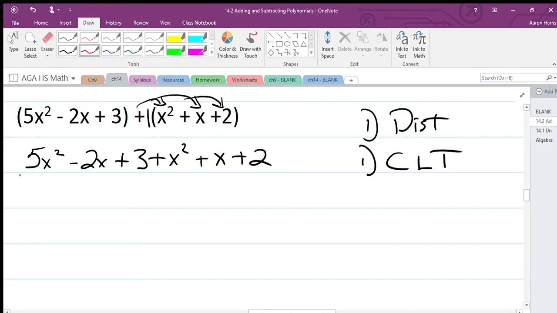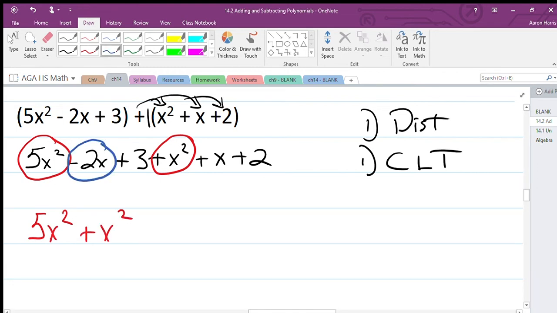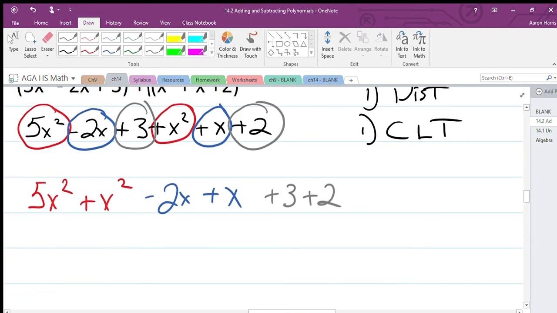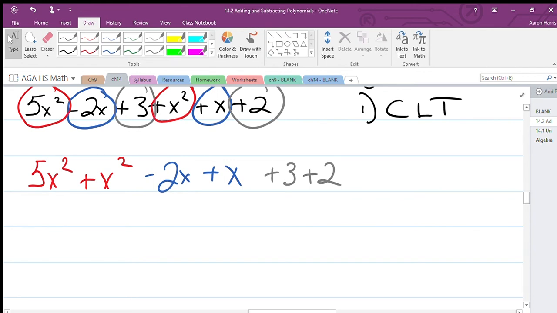So I'm finding all the like terms. Here is x squared. Here is x squared. So let's combine those. I got 5x squared plus x squared. Next, I have a negative 2x and a positive x. Then I have a constant, which is 3, a constant, which is 2. So I have plus 3 plus 2. And now what am I going to do again? You got it. I am going to use PEMDAS. Why? Because I'm adding these like terms together.